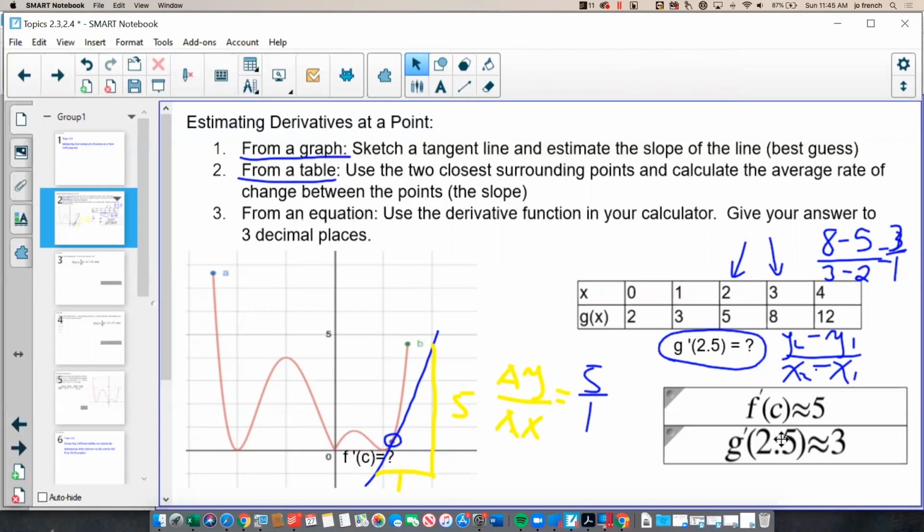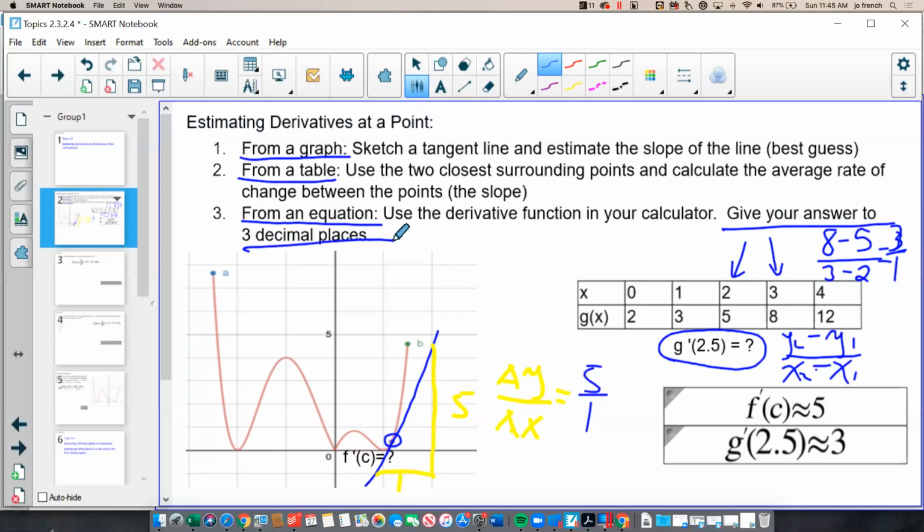Let's look at some other ways we might be asked to find a derivative at a point. For instance, from an equation. In this case, we get to use technology. Our calculators have a derivative function. And for the AP, we always want to give our answers to 3 decimal places. We're not using scientific notation or significant figures. For the AP, they always expect 3 decimal place accuracy.